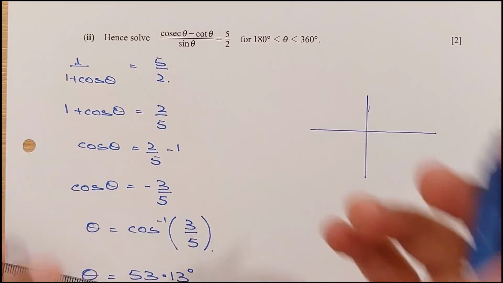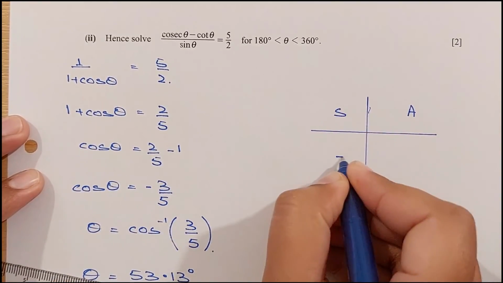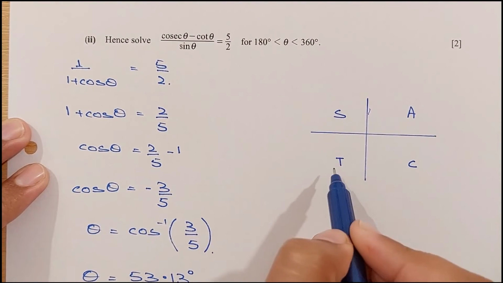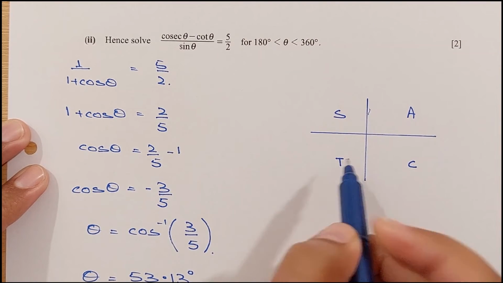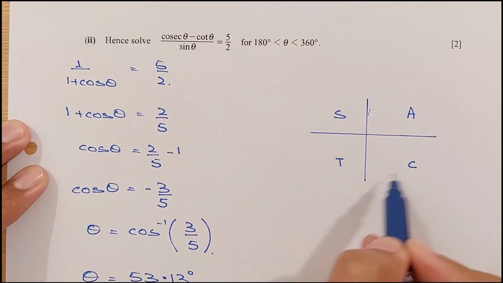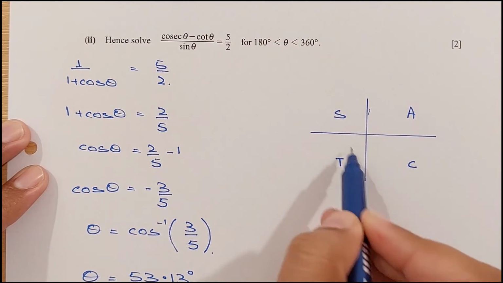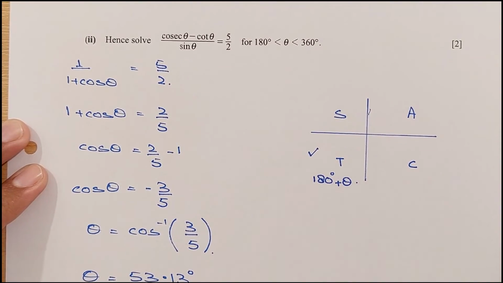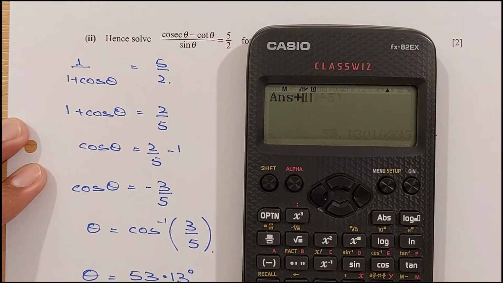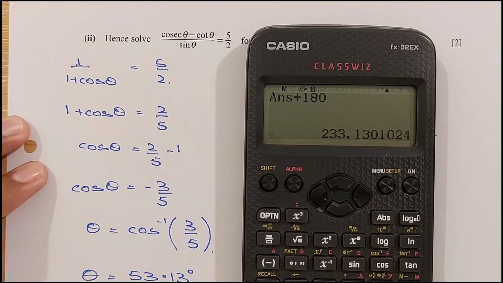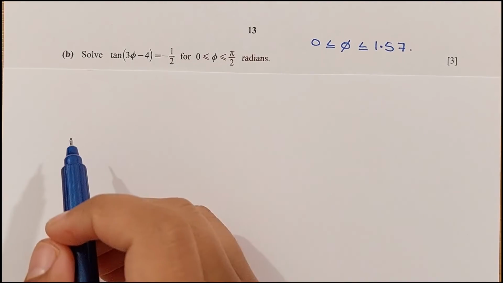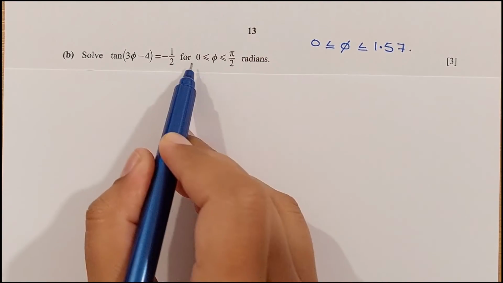So here we have A, S, T, and C. So cos is positive in first and fourth, it is negative in the second and in the third quadrant. But as you can see, the domain we have given is between 180 to 360. We are not dealing with the fourth, we are just dealing with the third quadrant. That is 180 degree plus the theta value, right? So in this we add 180. So the answer is 233.13. So theta equals to 233.1 degrees.